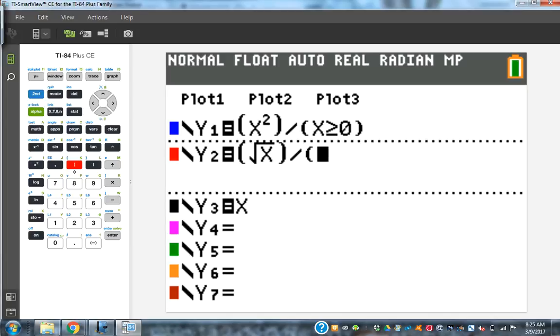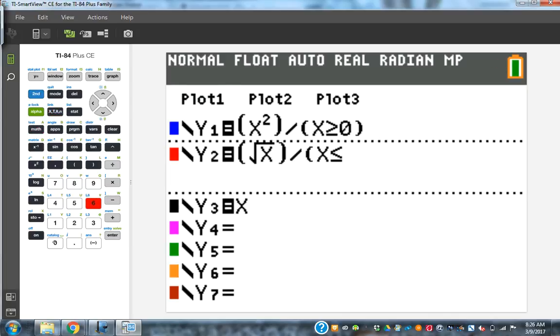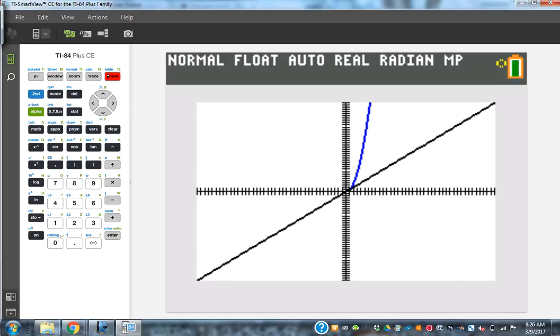Yes, yeah, and you won't have that on every one of them at all. And then this one was x is less than or equal to 0. So less than or equal to 0. So that would be second math, number 6 to get the less than or equal to, and then a 0, and then hit graph.